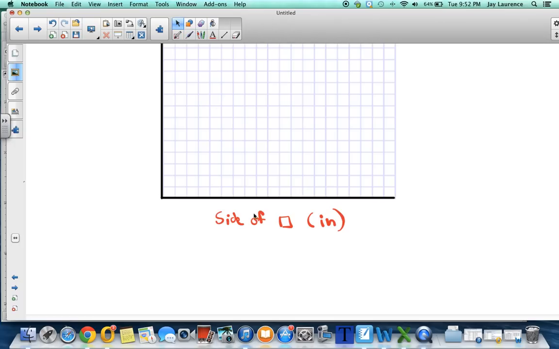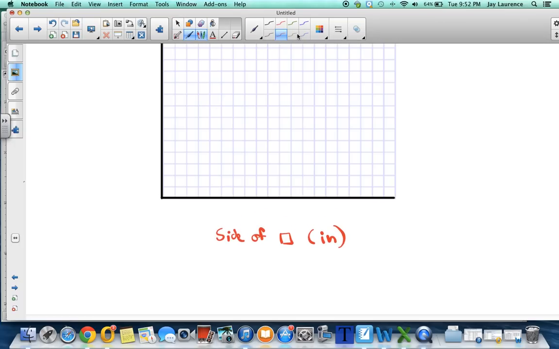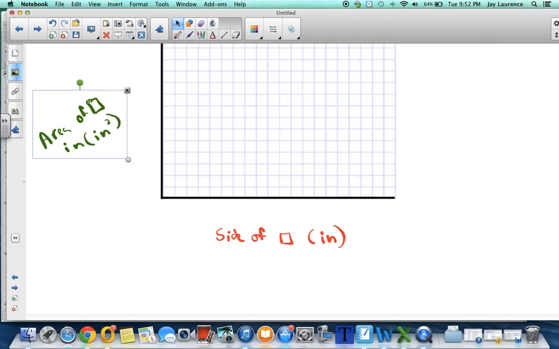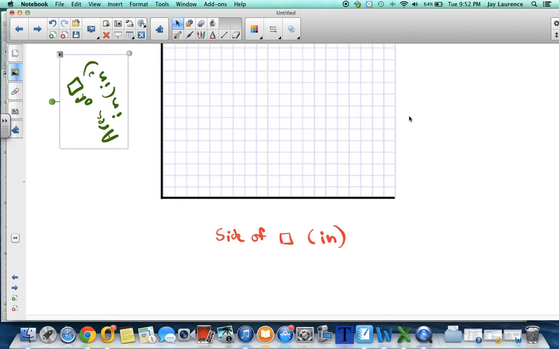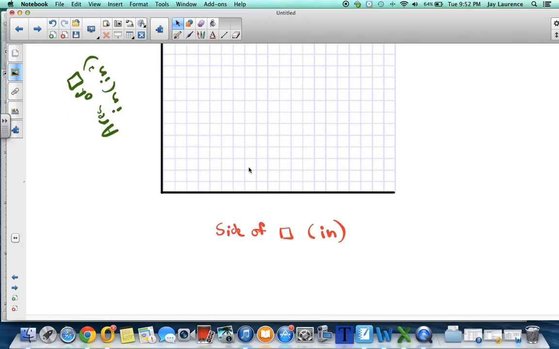And I'm going to move that down, give myself some room. And then along the vertical side, and I'm only changing colors to help you, this will be the area of the square in inches squared. Okay. All right, so I'm going to go like this. Put it over here. Okay, now.